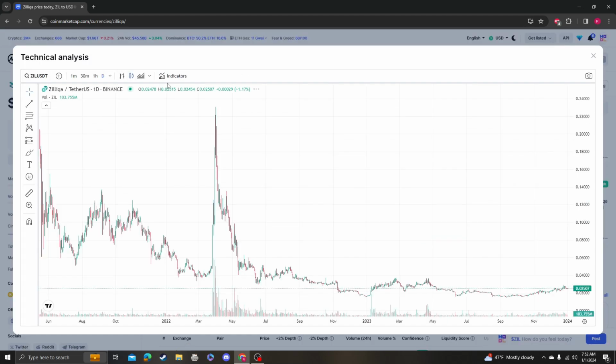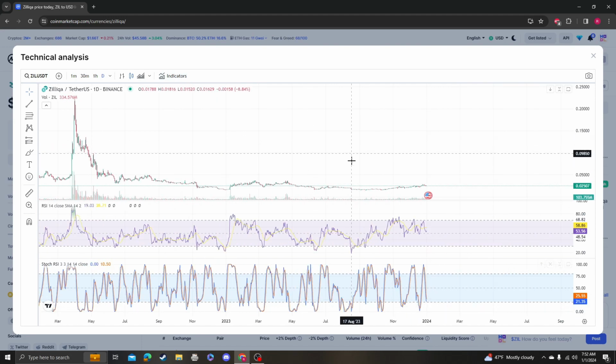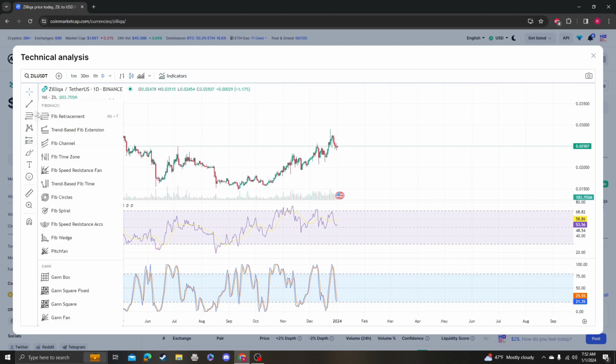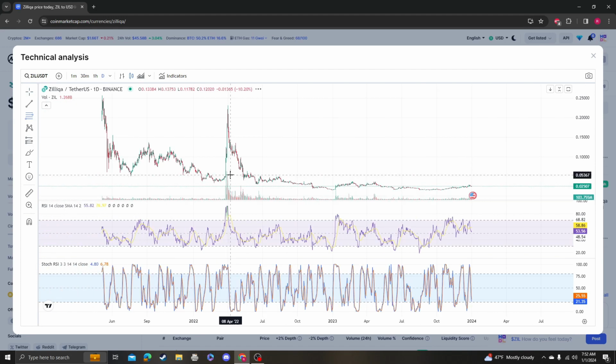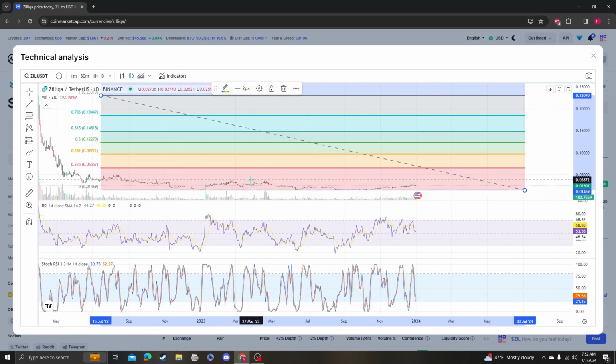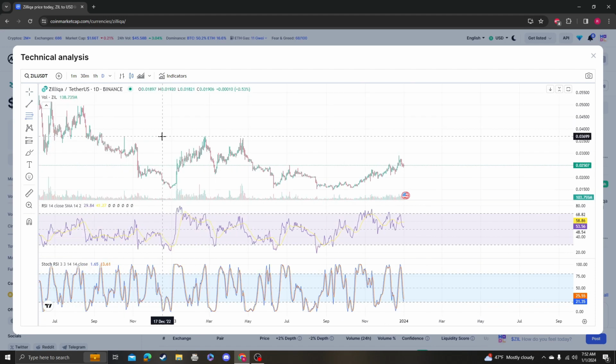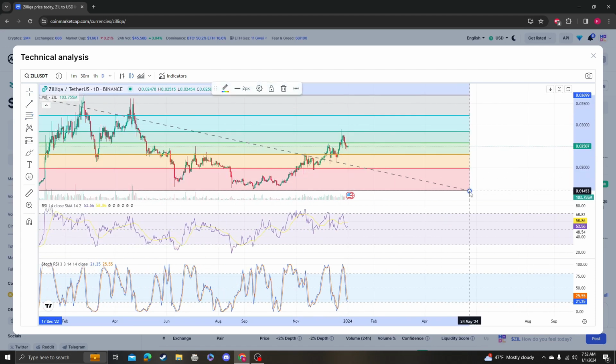So I don't think the targets have changed. Stoch RSI is reset. RSI is normal, nothing too crazy. You know, this coin fell by a lot. I like that the targets haven't changed. Maybe I'll just draw them from here to here.